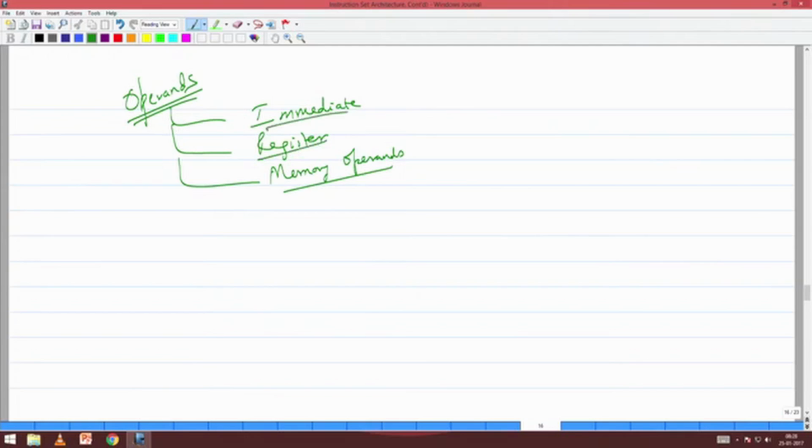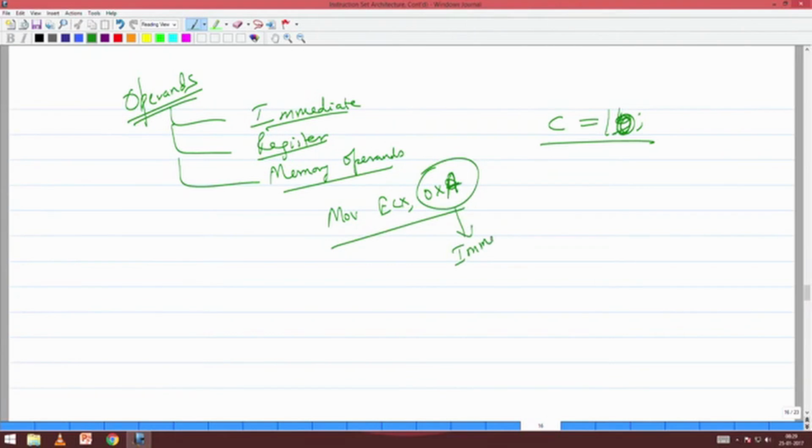Immediate operand means the value of the operand is in the instruction itself. For example, suppose I have C equal to 0, this can translate to move ECX comma 0x0, this is a hexadecimal representation. Or C equal to 10, then I can say move ECX comma 0xa, this is a hexadecimal value. This is an immediate operand, and you will see a lot of places where you do this initialization. While this is called a register operand.